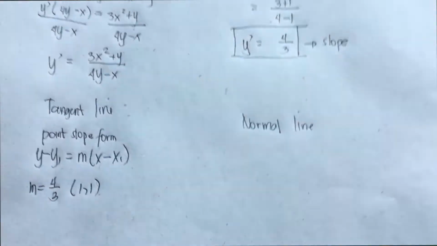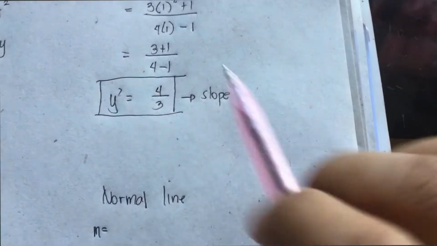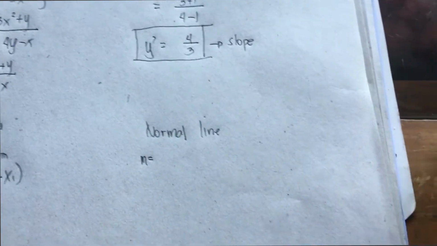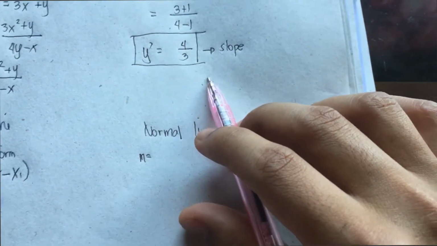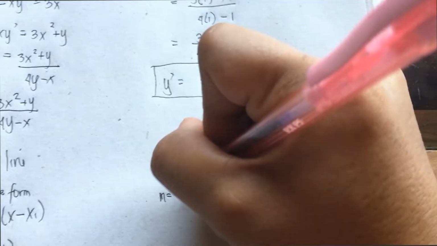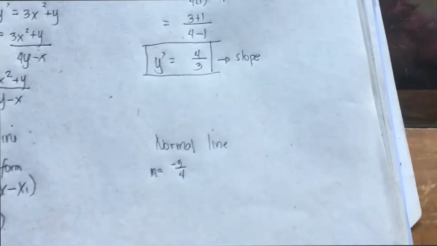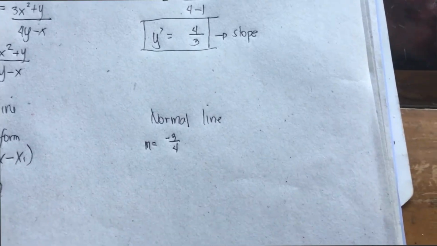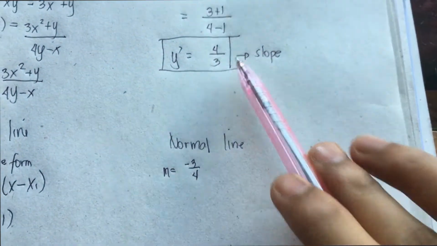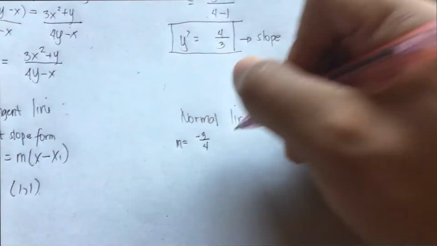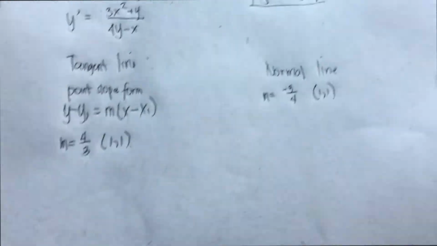On the other hand, pagdating sa normal line, yung nakuha nating slope na 4/3, you are going to get the negative reciprocal of that one. Negative reciprocal. So, ano kabaliktaran ng 4/3? It's 3/4. This is positive, then in the normal line, it will turn into negative. Okay? The negative reciprocal of 4/3 is negative 3/4. The same pa rin, at a certain point, 1, 1.